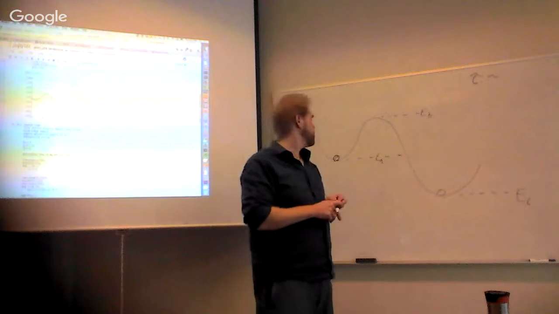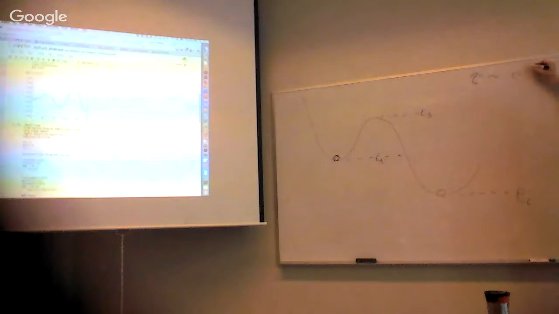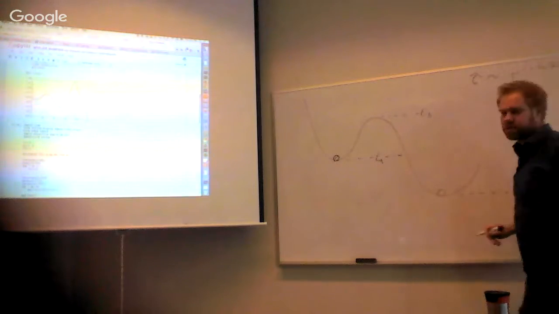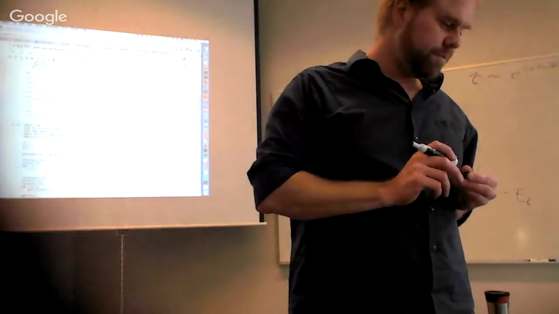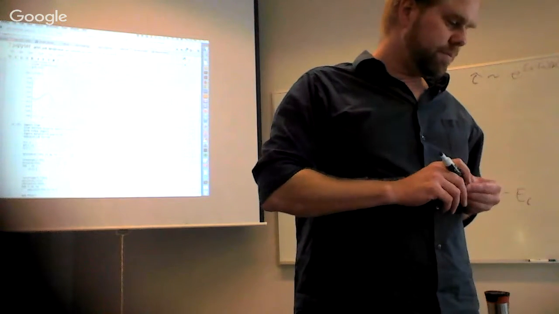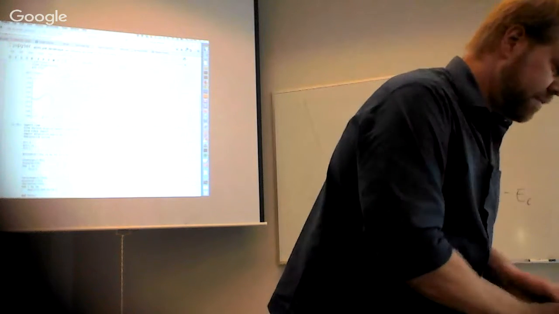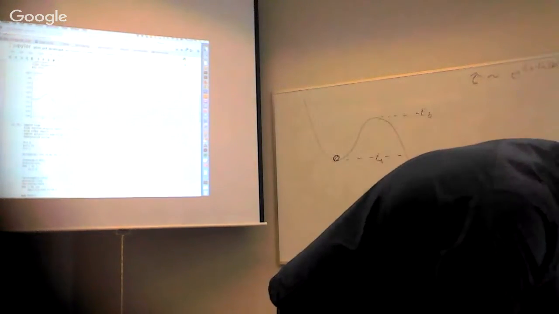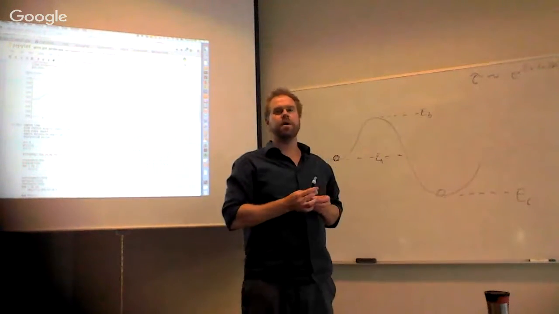It's going to go as E to the barrier height over kT. If kT is huge, it takes a short time. If kT is tiny, it takes a very long time.